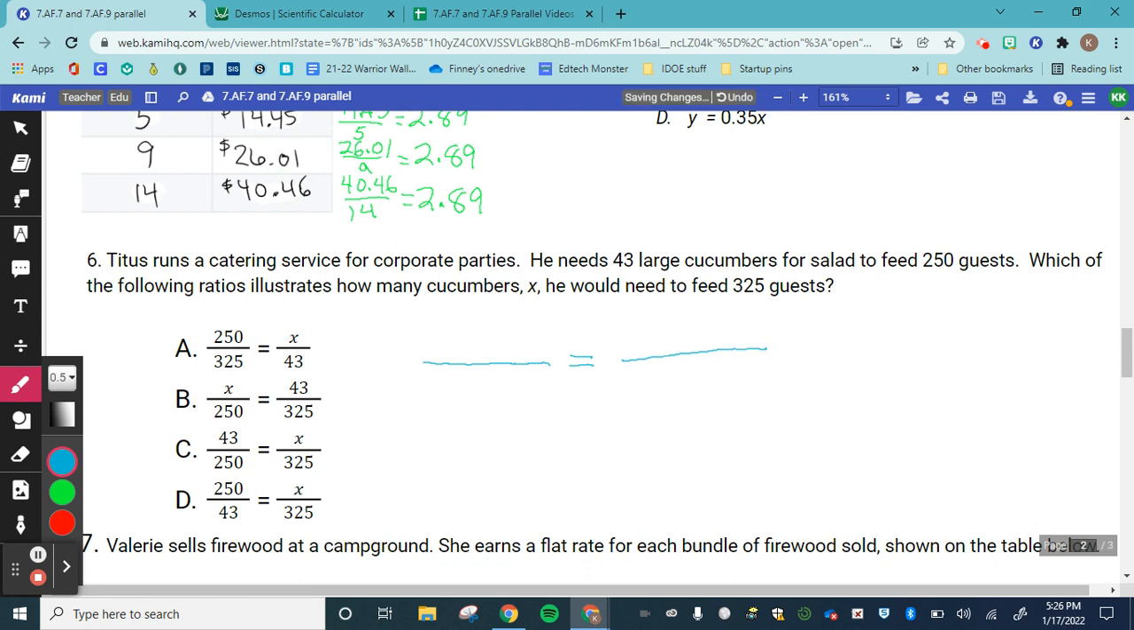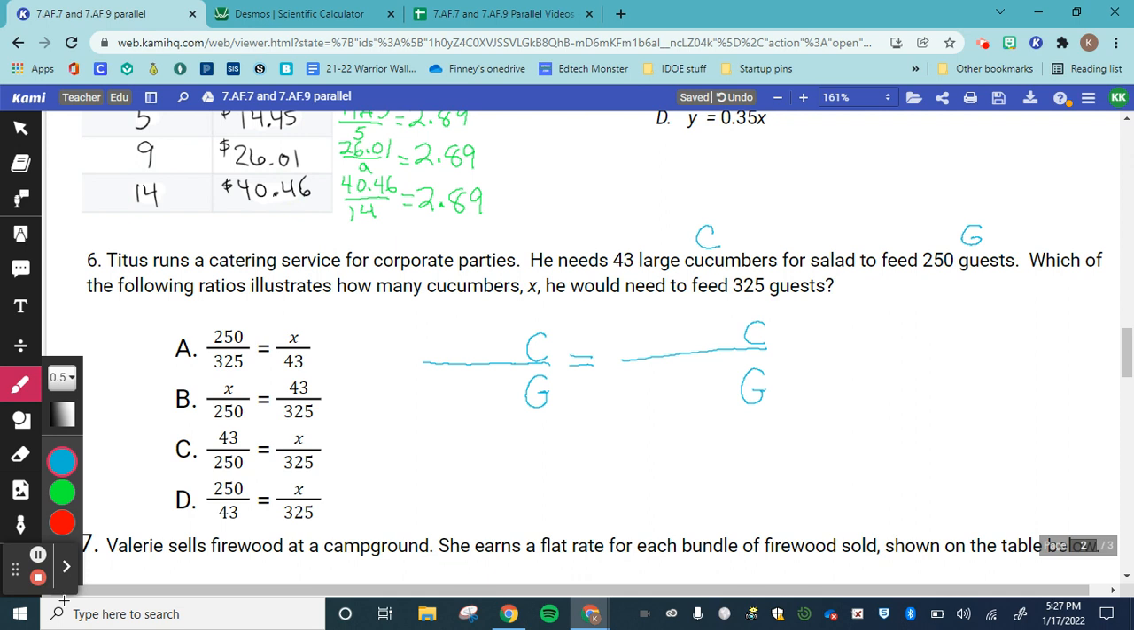And then I find my labels. So I go back and I see that he needs 43 large cucumbers for salad to feed 250 guests. I'm going to use C for cucumbers and G for guests. Remember, put your labels on both sides of the proportion because they'll keep us from making a mistake.